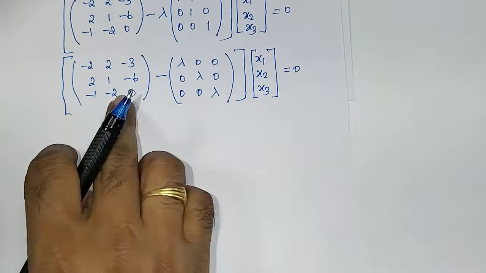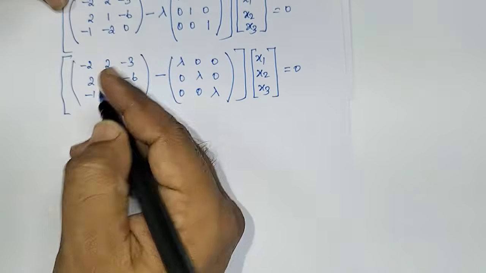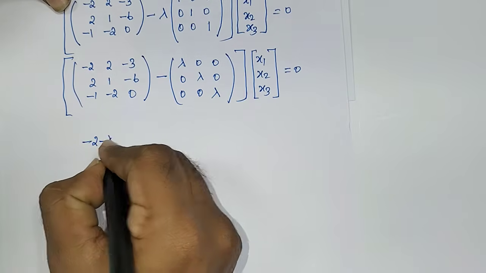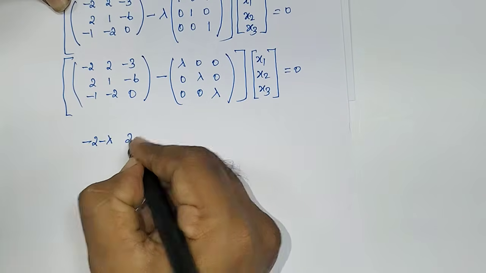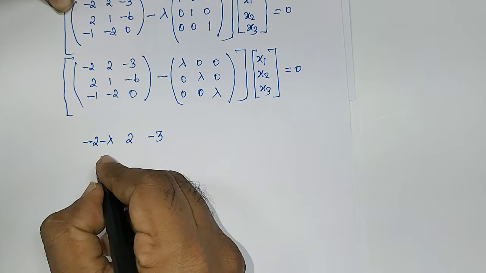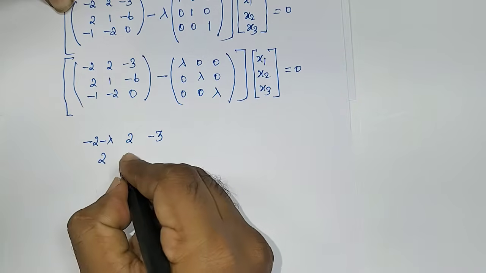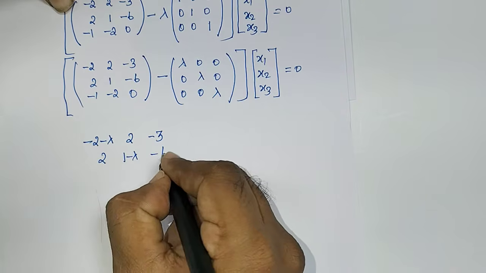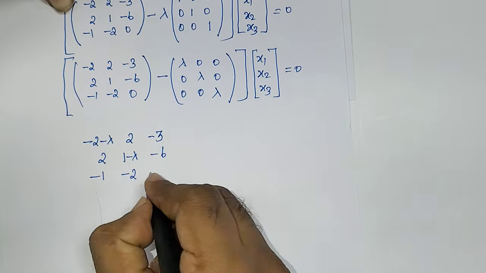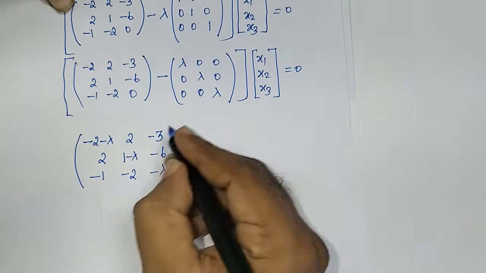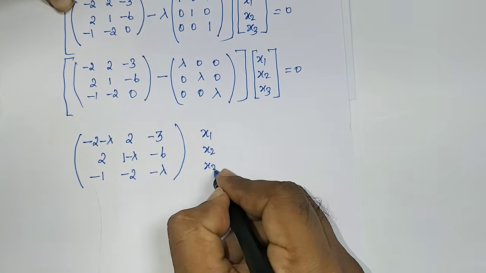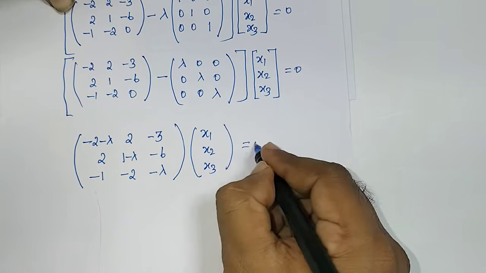Now I am going to subtract these two matrices. So minus 2 minus lambda, I will write minus 2 minus lambda. Here 2 minus 0 as it is 2, minus 3 minus 0 I will write minus 3. And similarly the second row: 2, 1 minus lambda, and minus 6. And minus 1, minus 2, 0 minus lambda, minus lambda. And I am going to multiply with x1, x2, x3 equal to 0.